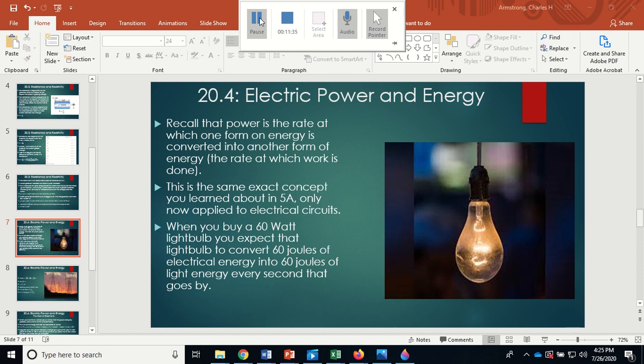When you buy a 60-watt light bulb, you expect that the light bulb will convert 60 joules of electrical energy into 60 joules of light energy every second that goes by. Okay, so you're just converting electrical energy into light energy, and so it's the same thing.